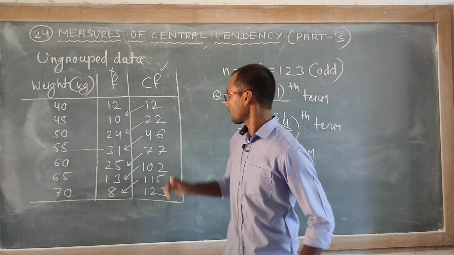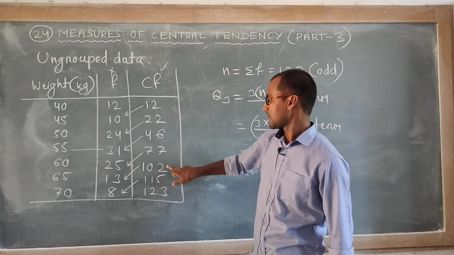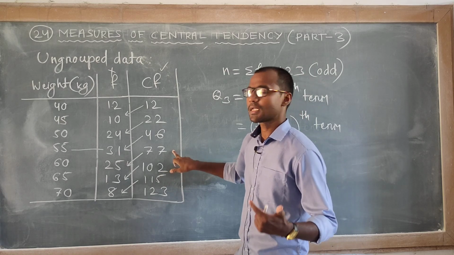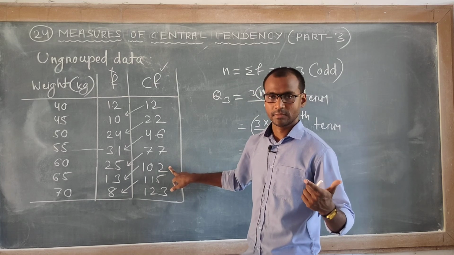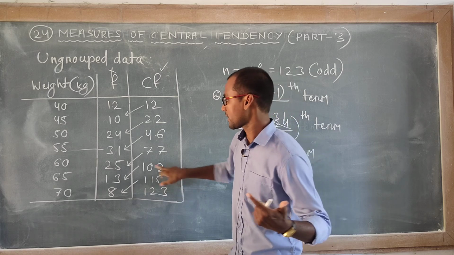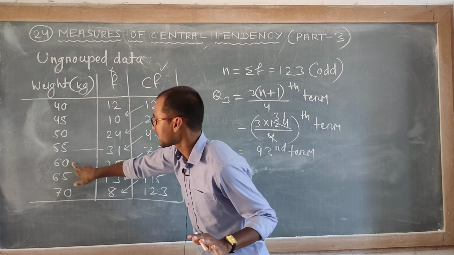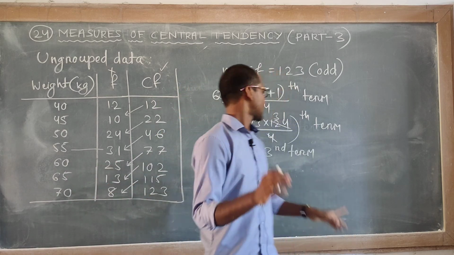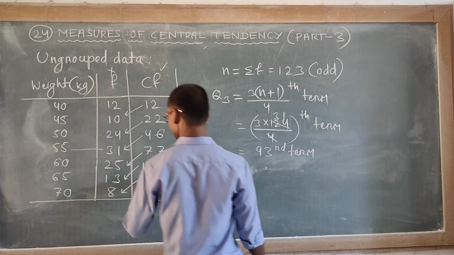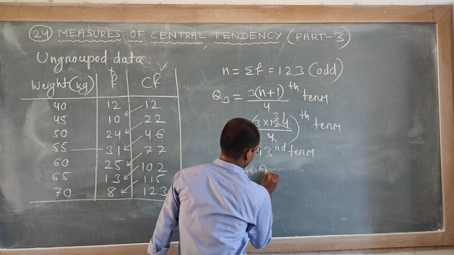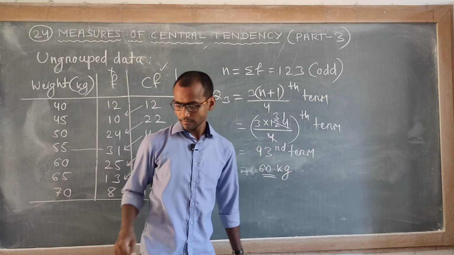Let us find from the cumulative frequency. The 93rd student will be here. 102 means the 78th child to the 102nd child. These students, how many are there? 25. These students, their weight is 60 kg. So the 93rd child, his weight will also be 60 kg. So this is the upper quartile.